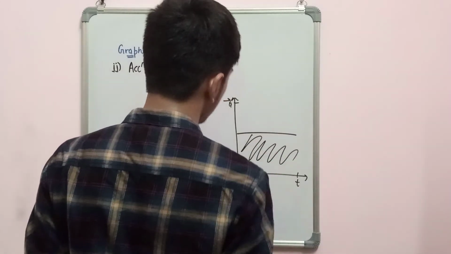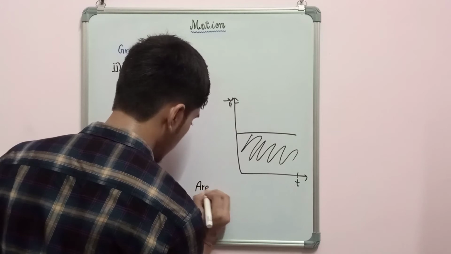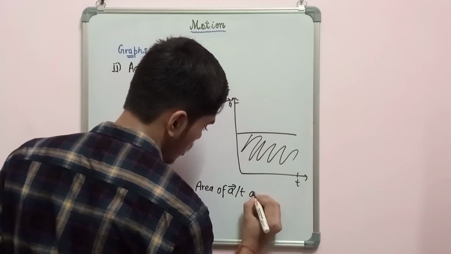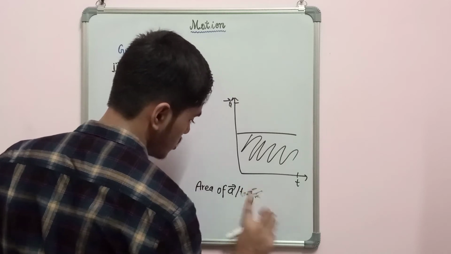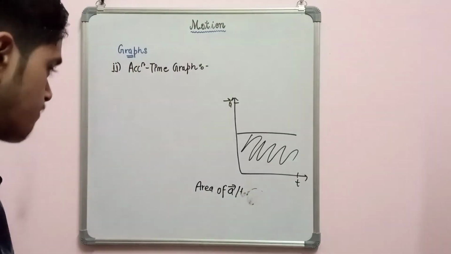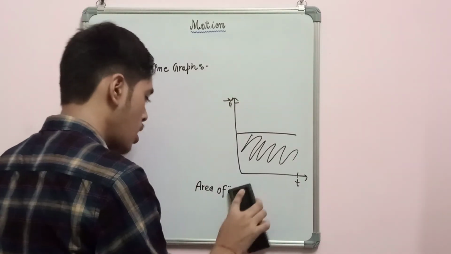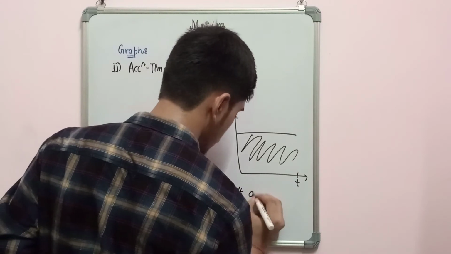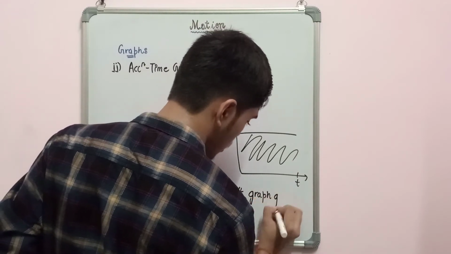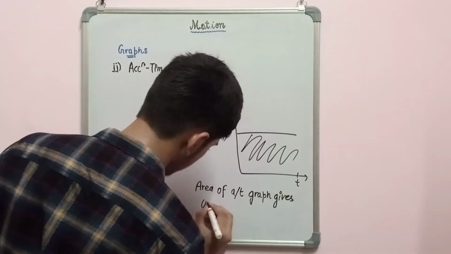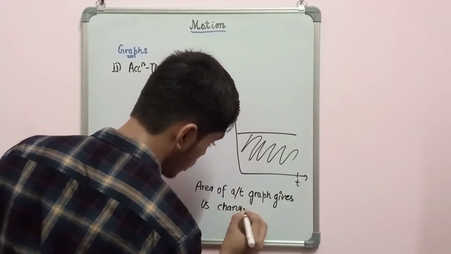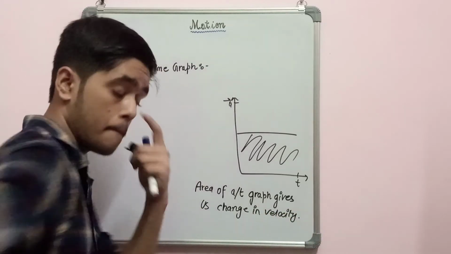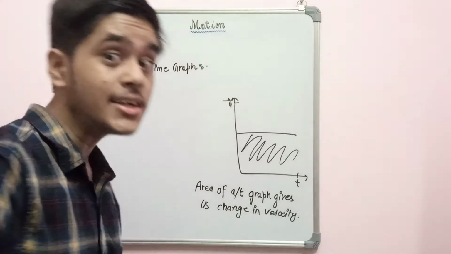This area. So write it down, the area of the acceleration time graph, again we are making mistakes after mistakes. So the area of the acceleration time graph gives us change in velocity. Very important, change in velocity. Okay, so this area gives us change in velocity.